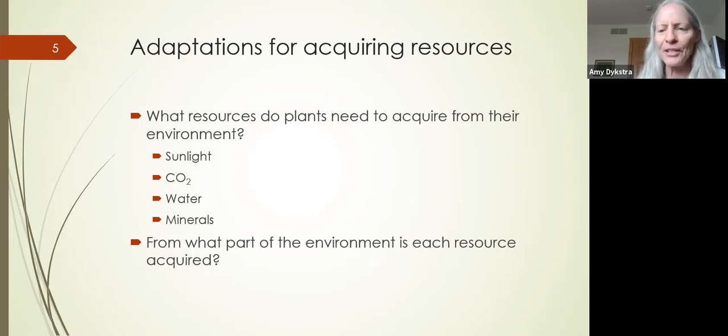Somebody said, what's the question? It's the question at the bottom of the screen. From what part of the environment is each resource acquired?